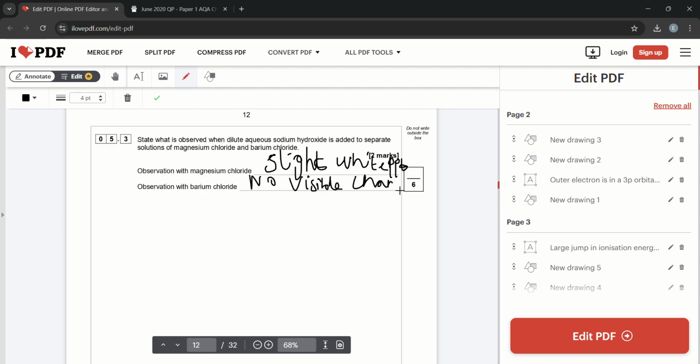And it says in the mark scheme, do not allow nothing or no observation. So very specific with what they want you to say. Don't say nothing or no precipitate. Say no visible change, no reaction, or colorless solution. That's also something they like to say. Obviously no reaction is the classic one, but colorless solution as well. So the observation with magnesium chloride with dilute aqueous sodium hydroxide is a slight white precipitate. The observation with barium chloride is no visible change.